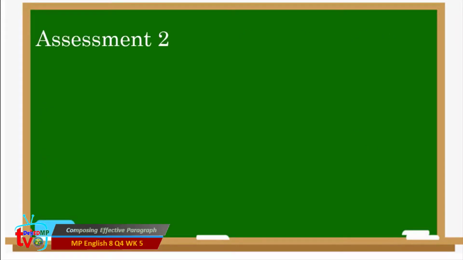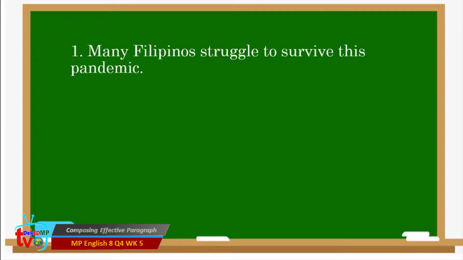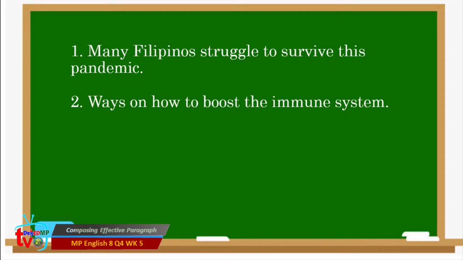Assessment 2. Instruction. Write at least 3 supporting sentences using facts, examples, details, reasons, or events for each topic. Number one, many Filipinos struggle to survive this pandemic. Number two, ways on how to boost the immune system. Number three, my hobbies this pandemic. Your teacher will be the one to check assessment 2.